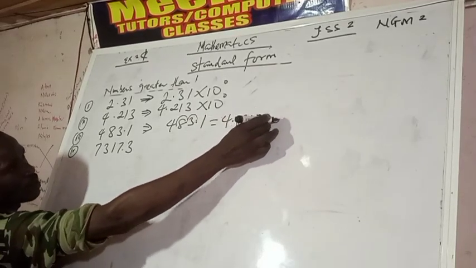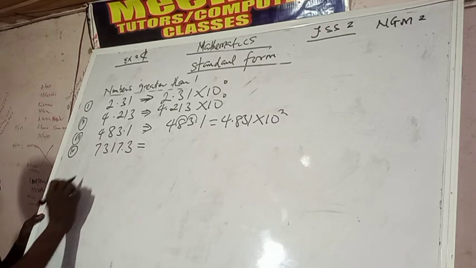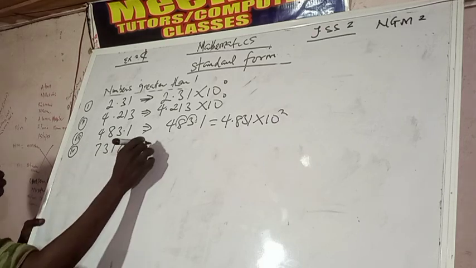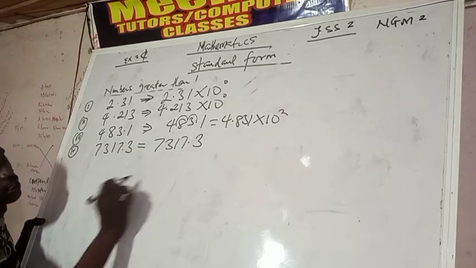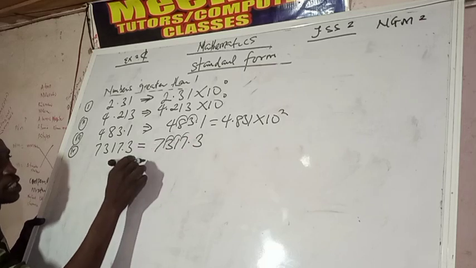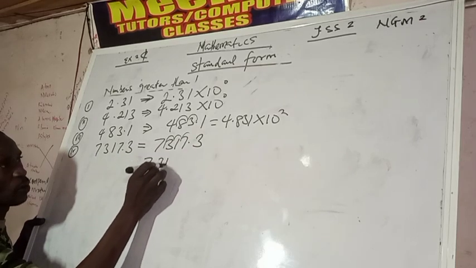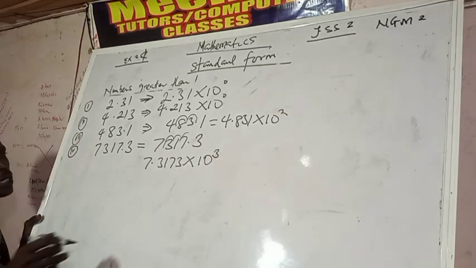4.831 times 10 raised to power 2. We have another one. This one is still in standard form: 7317.3. How many times will it shift? Let's see: 1, 2, 3. This becomes 7.3173 times 10 raised to power 3.